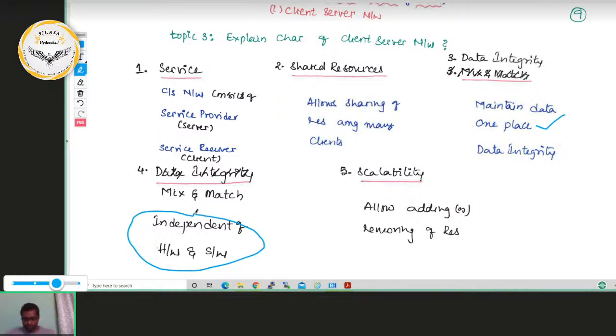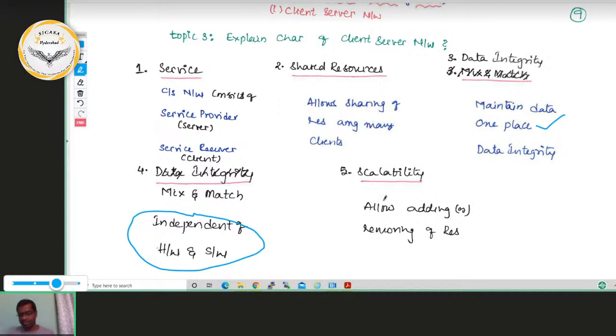Now let us assume the server has a Unix operating system, whereas the client has a Windows operating system. Again, because there is a difference in the software, it should not say I will not communicate with you. Irrespective of which hardware and which software you are using, it has to provide the communication. That is called mix and match.